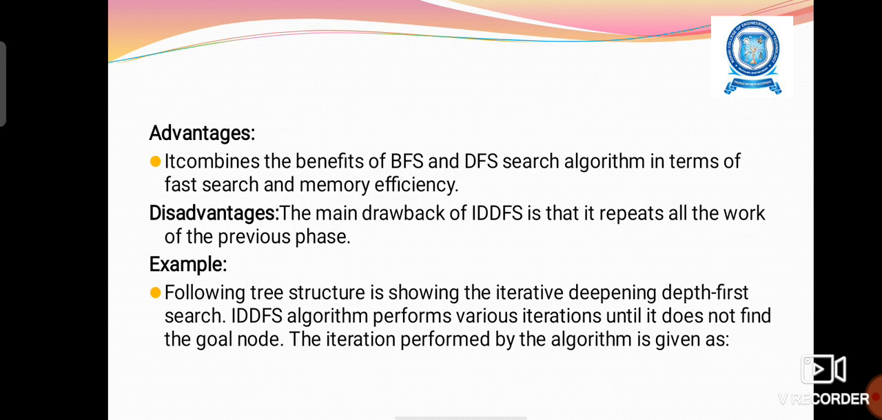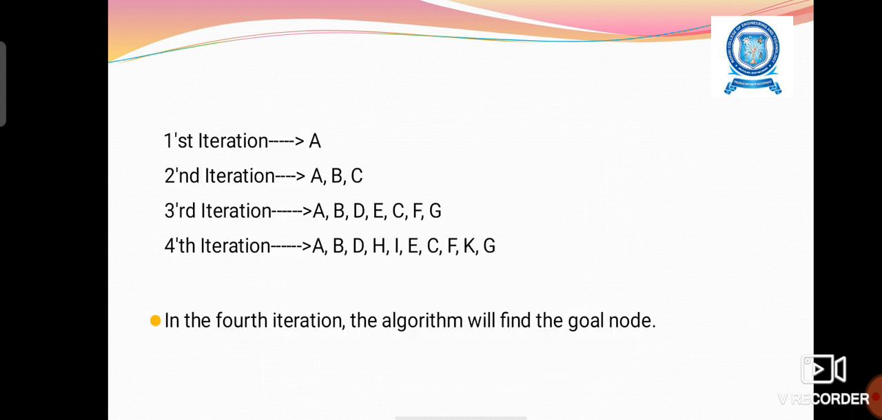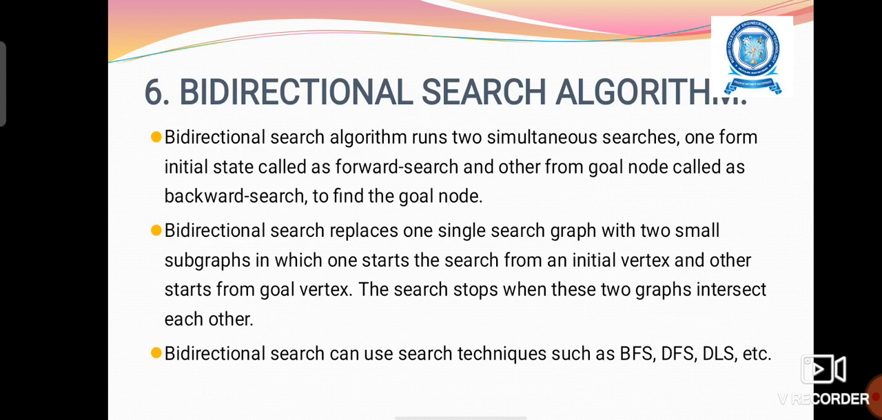The advantage is that it combines the benefits of BFS and DFS in terms of fast search and memory efficiency. The next uninformed search strategy is the bidirectional search algorithm. Bidirectional search runs two simultaneous searches, one from the initial state called the forward search, and another from the goal node called the backward search, to find the goal node.